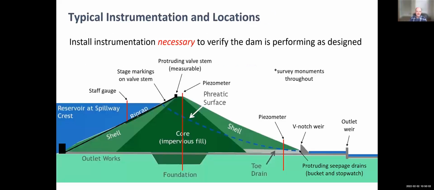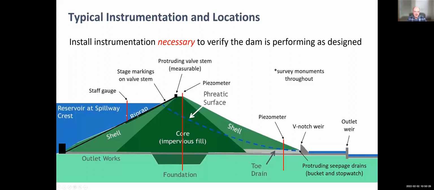So what type of instrumentation could we use? This little cross section shows a variety of different things, so let me walk through them. You may have a staff gauge that you use to record the reservoir level. Every time you visit the dam, you should probably make a quick note of what that is on some sort of document.